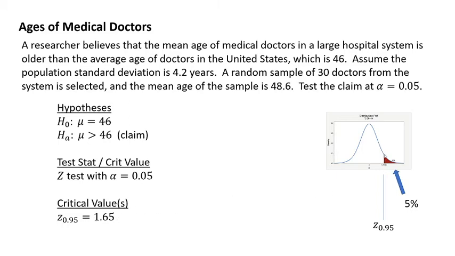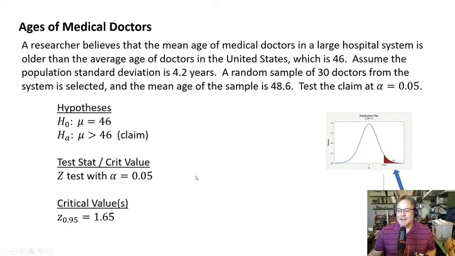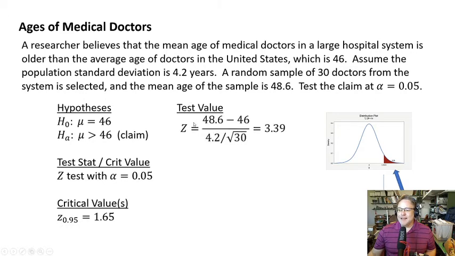So if we get a value for z with our z-test that is more extreme than 1.65, we're going to reject the null hypothesis. So let's see if that actually happens here. Here's the test value. Z is equal to 48.6 minus 46. So this is the value of the sample subtracted from the hypothesized population mean, which is 46. That's according to the null hypothesis, so that's our value of mu. And we divide that by the population standard deviation divided by the square root of 30.